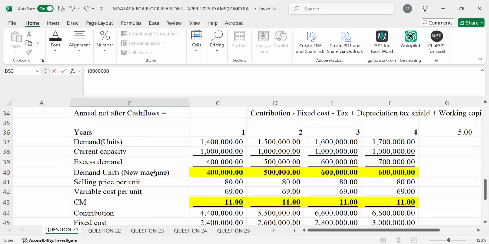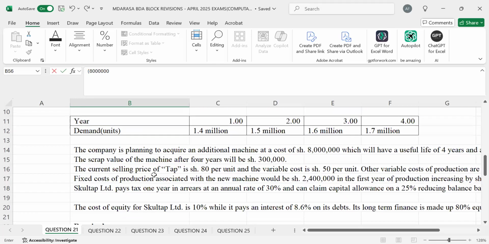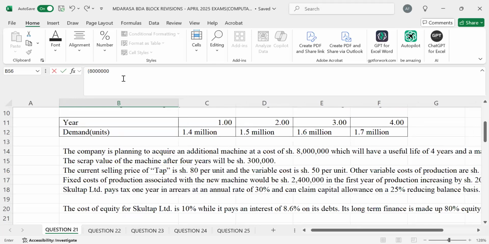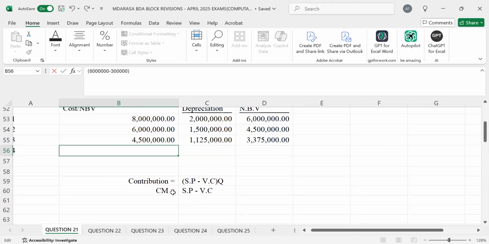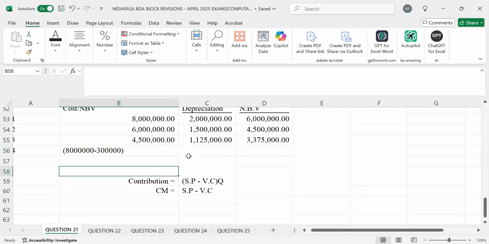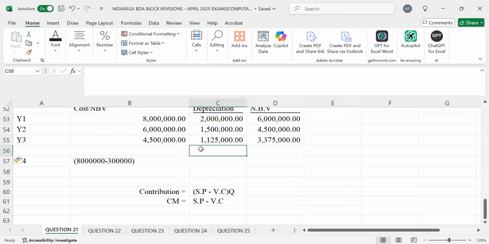Our residual value, we are given a value of how much? The scrap value of this machine was 300,000. Up to the beginning of year 4, this machine has depreciated, and the value that we have up to that point was how much? The value of depreciation, we are having 46.25.